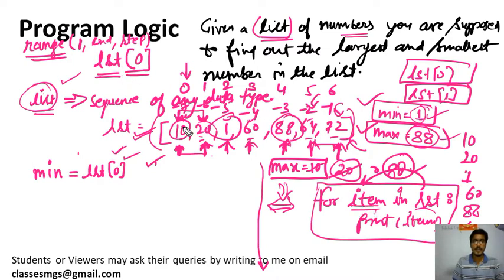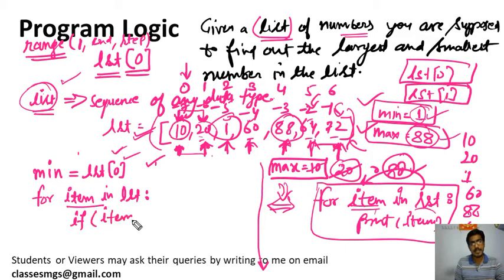First, I will iterate the loop: for item in lst. Starting from the first position, each element will come one by one in this item, and then I will check if the item is less than the minimum value that I have assumed, that is the first element. Then I will update this minimum with the current item.